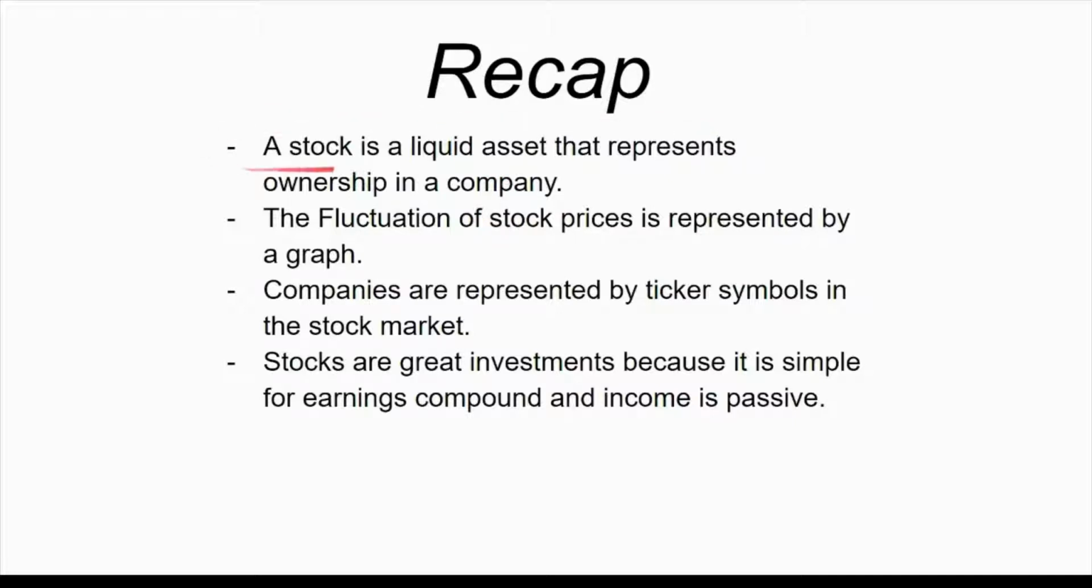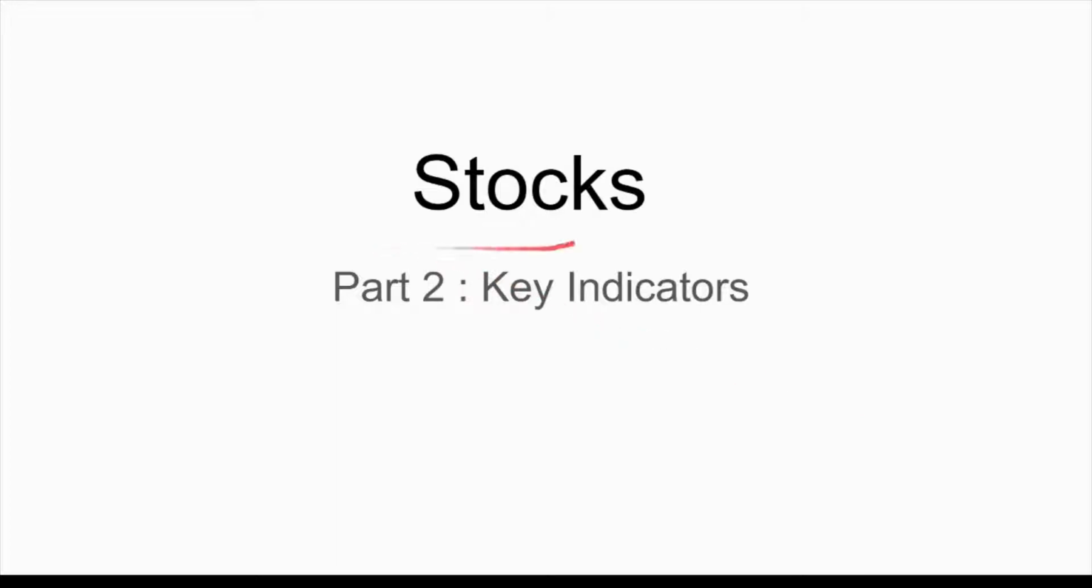So, a quick recap: stock is a liquid asset that represents ownership in a company. The fluctuation of stock prices is represented by a graph, and companies are represented by ticker symbols in the stock market. Stocks are great investments because it is simple for earnings to compound and income is passive. So, that being said, stocks. Part 2: Key indicators.